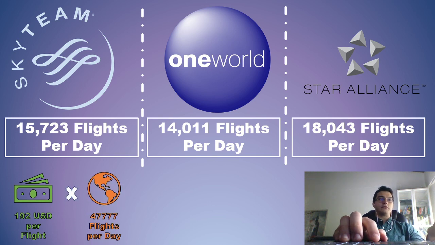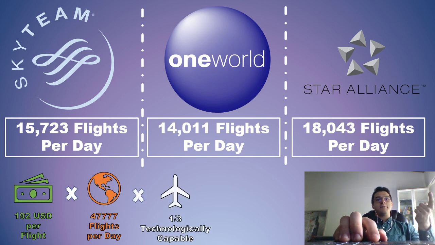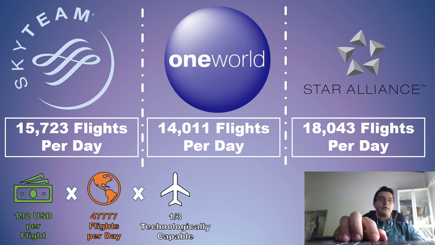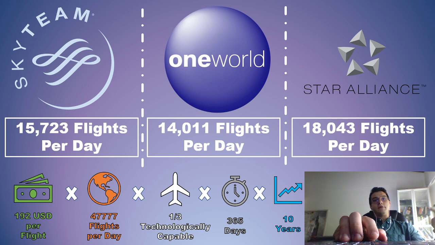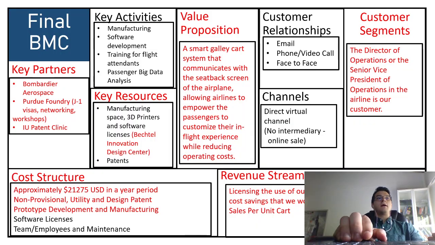So if we can save $192 per flight, and there's 48,000 flights per day, and we just take a third of the planes that are technologically equipped with Wi-Fi and seatback screens, and we take a 10-year forecast, we could save the entire airline industry $11.2 billion, right? So that was the end of this presentation.